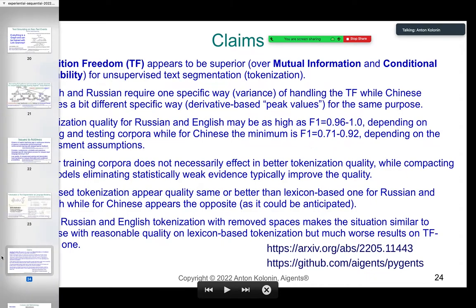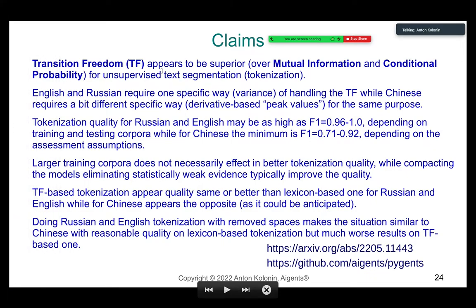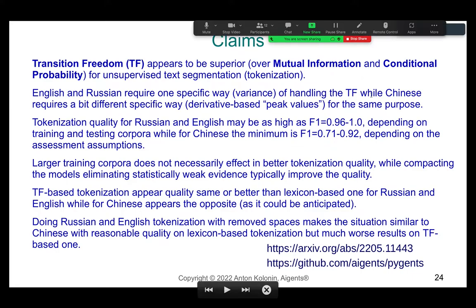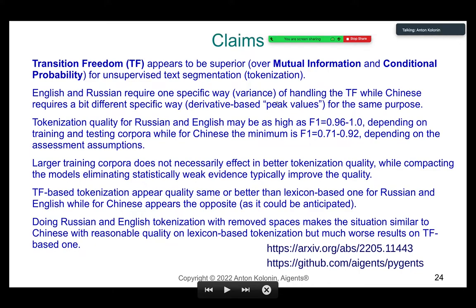So, some claims before we go to some nice pictures. Transition freedom has appeared to be superior over the mutual information and conditional probability. For English and Russian, we have found that there is one specific way of using this transition freedom, and a specific set of hyperparameters, providing decent results at the F1 from 0.96 to 1.0. For Chinese, it was a little bit different. For Chinese, we needed another metric derived from the transition freedom and another set of hyperparameters. So the state of the art for English and Russian was up to 1.0 F score. For Chinese, it was a little bit worse, because of some discussion that might take some extra time.